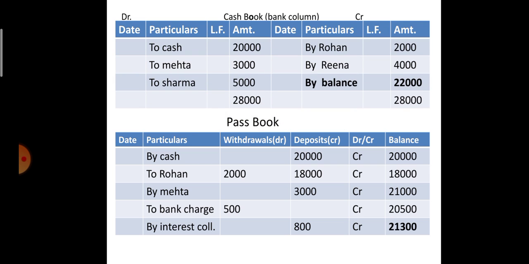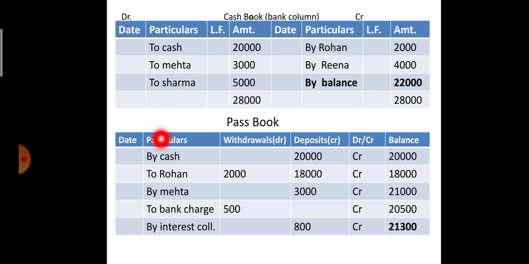Now look here. This is the extract of the cash book, and this is the passbook. I have taken a few transactions to understand the reasons behind the difference in the cash book and the passbook balance. Now you see here one transaction. I have not mentioned the dates. To cash 20,000 is there. That means it is a deposit. It is recorded on the debit side. So cash was deposited into the bank. Contra entry is there.